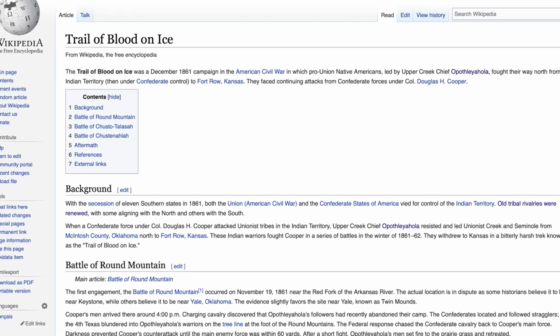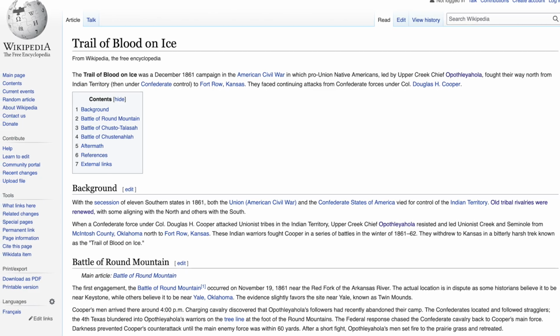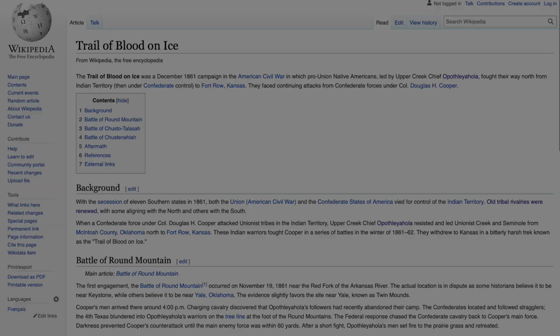Apithlia Hoya eventually made it, though he did pass away in one of the refugee camps in Kansas.